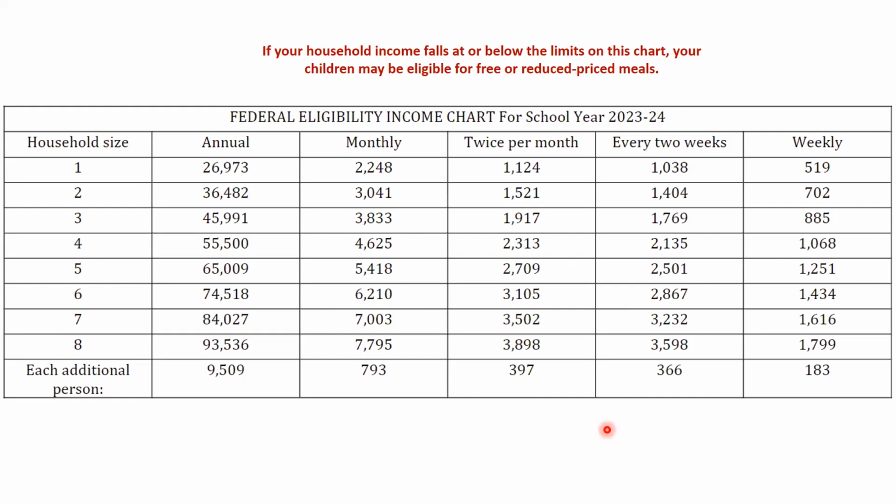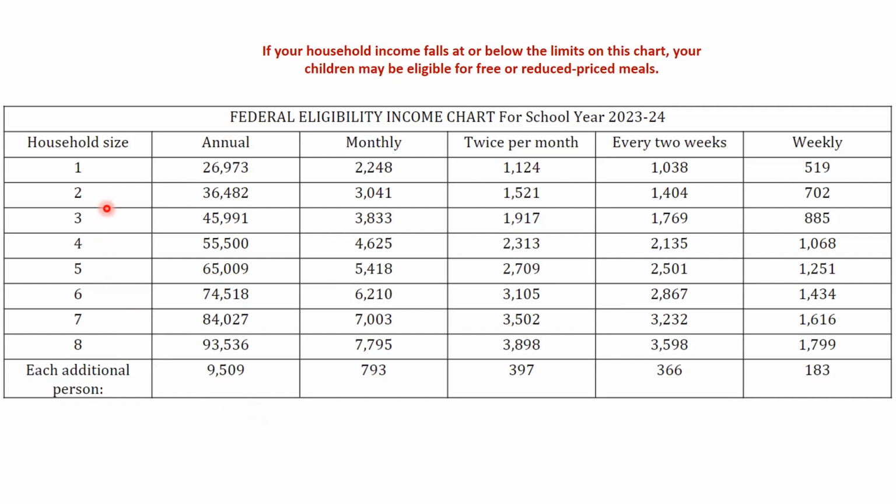This page shows your household income. If it falls at or below the limits on this chart, your children may be eligible for free or reduced price meals once you submit your meal application. This is how many people you actually have in your home. This is the annual pay, monthly pay, twice per month, every 2 weeks, or weekly, depending on the frequency that you get paid. We cannot accept hourly wages, so you are going to have to give us the gross amount and the frequency for your pay.